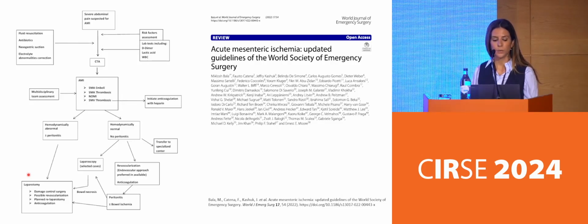On the other hand, if you have a patient that is hemodynamically normal with no signs of peritonitis, think about endovascular options as a first-line treatment. Always remember that these patients need close monitoring after that, because sometimes we can see signs of peritonitis and a need for surgery even after a successful revascularization.